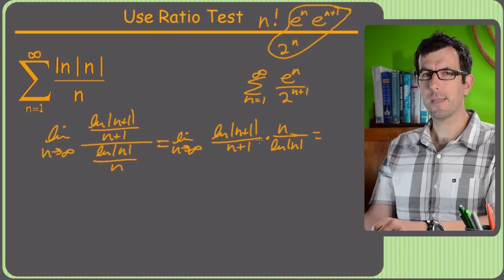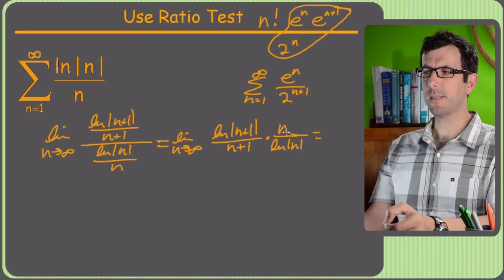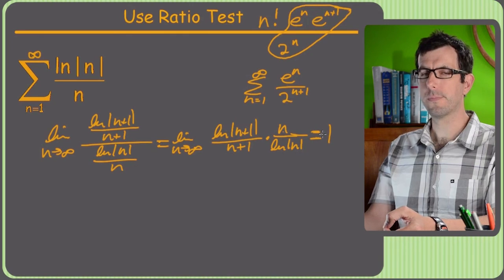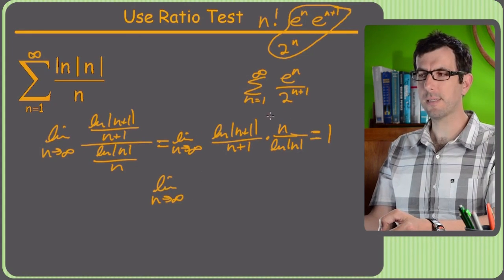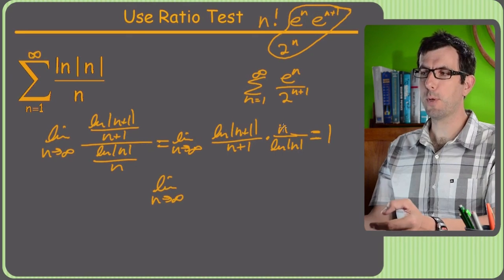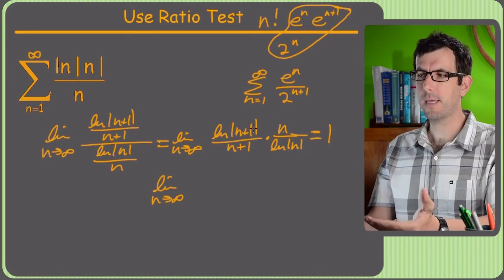All right, now it's not super obvious what this limit is. I'm going to say it's 1 though, and I'll give you a logical reason to explain that. Most teachers won't make you do this. I mean, technically you could probably do L'Hopital's on this, and it would be a product rule for both top and bottom because you have n times ln n plus 1.